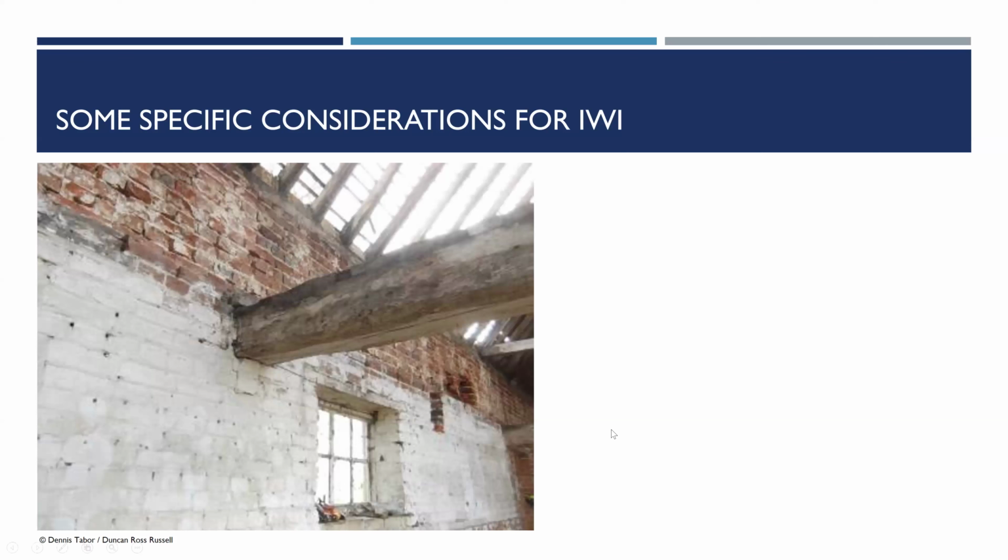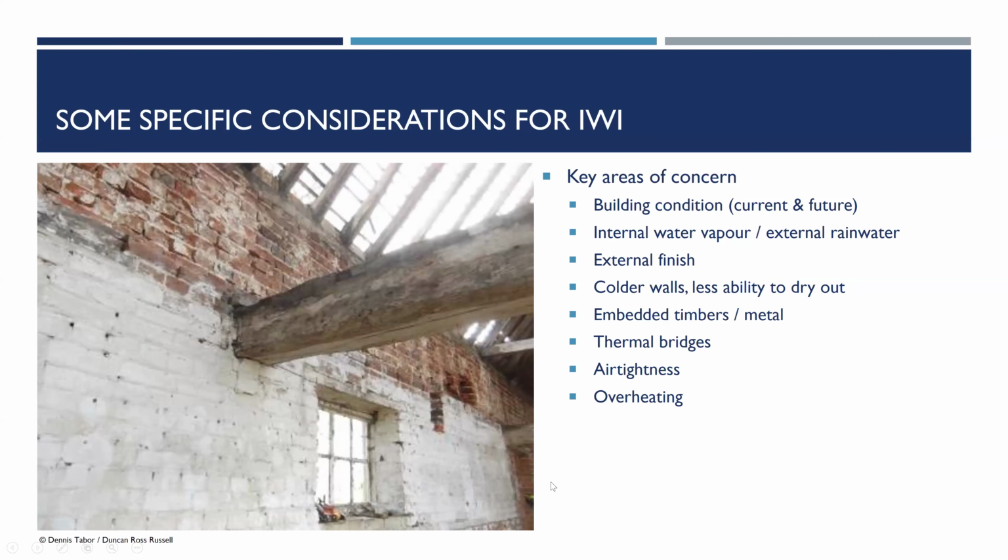Specifically for internal insulation, there are a small number of particular areas of concern that can affect risk profiles. So we're talking about building condition, both now and in the future when the building's retrofitted. We're talking about how you're going to manage internal water vapor and external rainwater. Is the masonry exposed, or is it rendered? Is it lime render or cement render? Is the render knackered? Have you got holes in your pointing? You're going to make your walls colder, potentially making it harder for them to dry out. So how are you going to manage that?